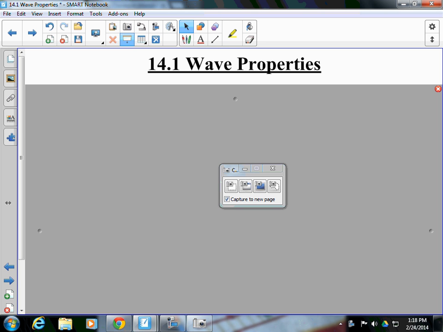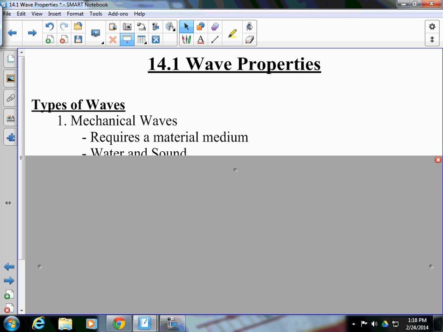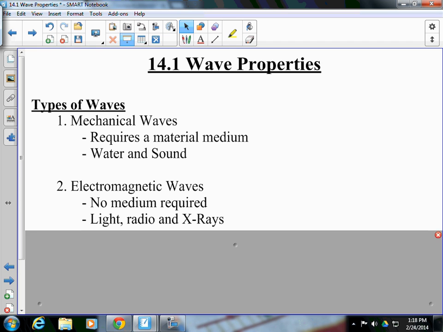So we're going to talk about sound, we'll talk about light, electricity, and if we have time, if we don't have 94 more snow days, we'll talk about magnetism. So the first thing that we're going to talk about are wave properties. And waves, there are three types of waves.